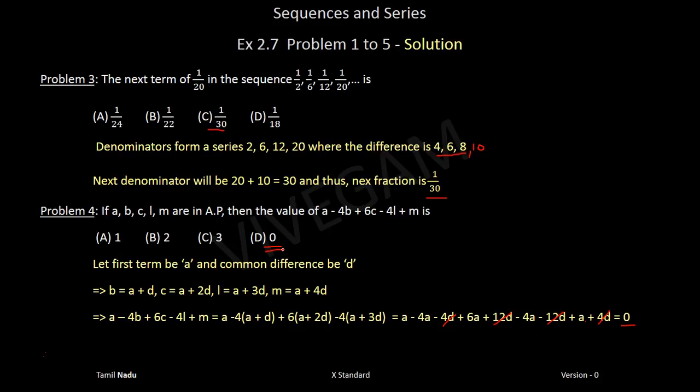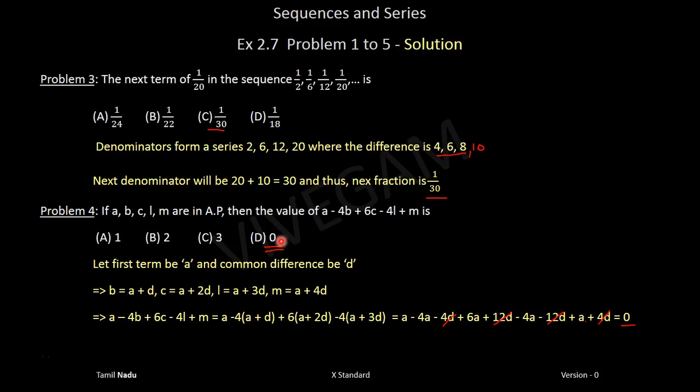Okay, so all we need to do is replace all these terms: B is A plus D, C is A plus 2D, L is A plus 3D, and M is A plus 4D, and substitute those values in this expression. Simplify it, you will get the value as 0.